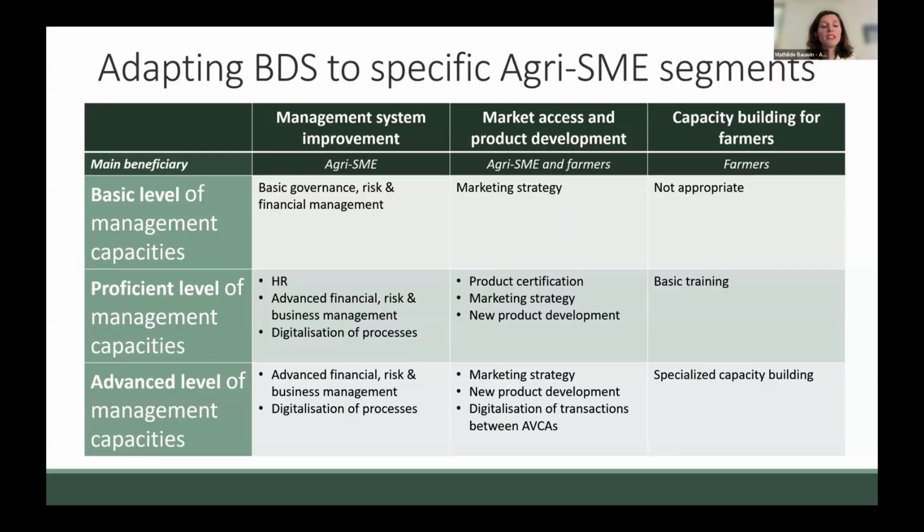Using these 2 different types of categorization, the idea is to identify the type of support to provide on each topic for each category of agri-SME, depending on its level of management capacities. So I give just one very concrete example. For organizations with a basic level of management capacities, for instance, we consider that it's maybe not relevant to make efforts or spend many resources on support to provide capacity building for farmers.